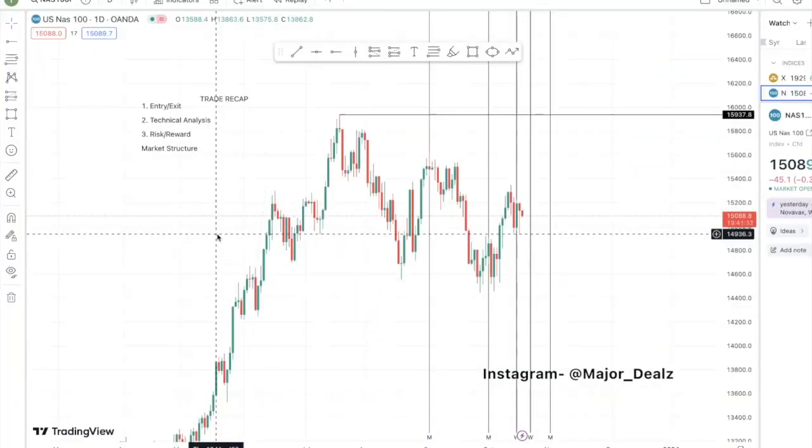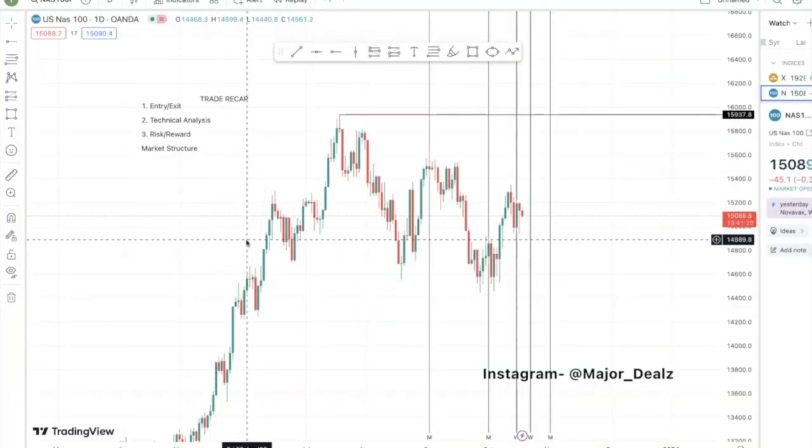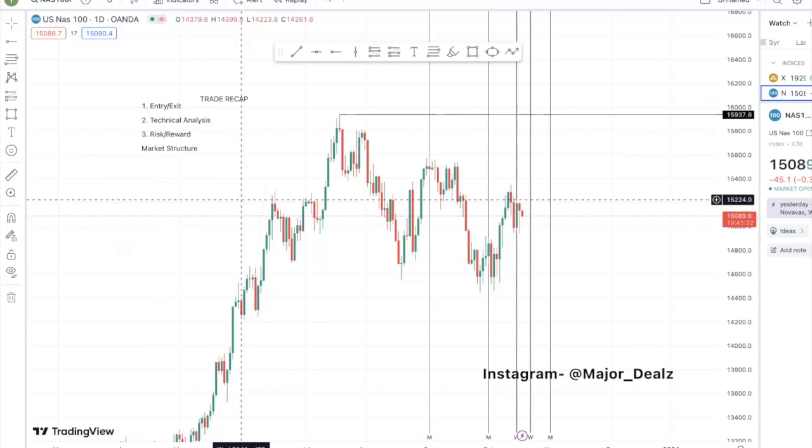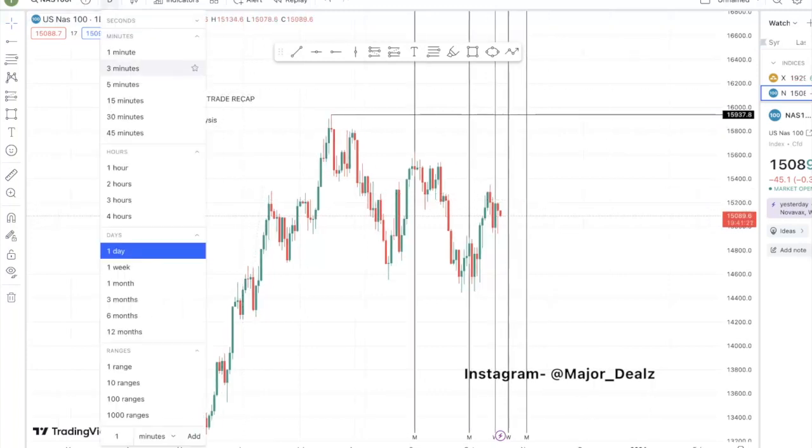All right, let's get straight into it. So the asset that we're going to be looking at is an index, right? We're going to be looking at the US NAS 100. So what I like to do is give you my top-down analysis on how I was able to see the opportunity for my trade yesterday morning.